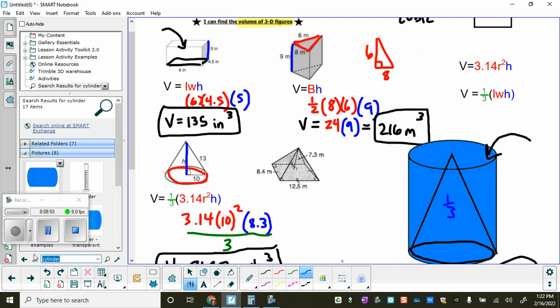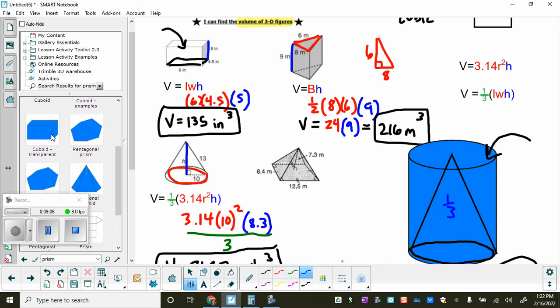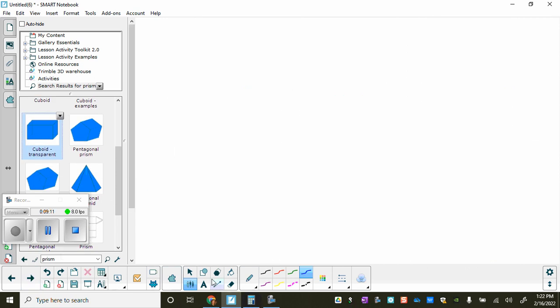And it's actually the same thing. If I pull up a cube, let me get a prism. Let's see if it lets me pull a prism. This one's going to be more of a rectangular prism. So let me just draw a cube real quick.